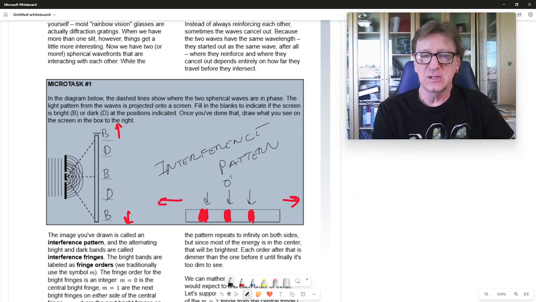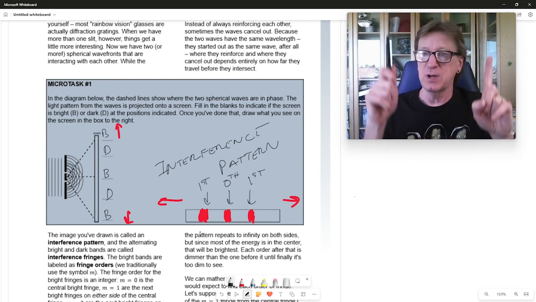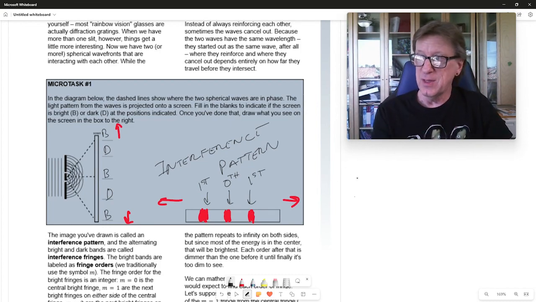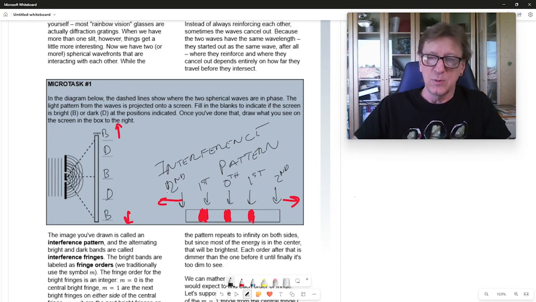So this central one is the 0th order fringe. It's the central maximum. This is a first order fringe. This is also a first order fringe because it's the first one on either side, and they will have the same brightness. They will have the same intensity. If I have another one over here, which may be off my screen, that would be the second order and third order, and so on and so on and so on.